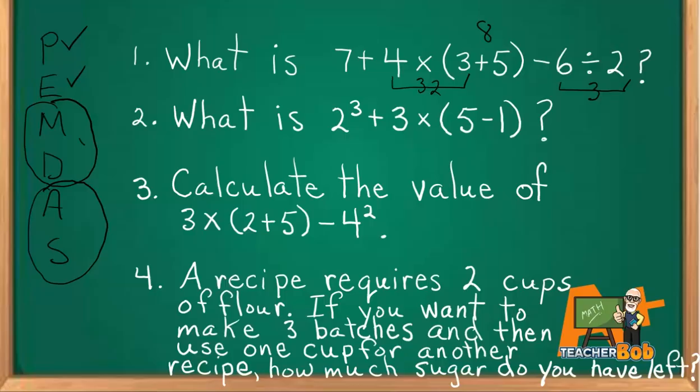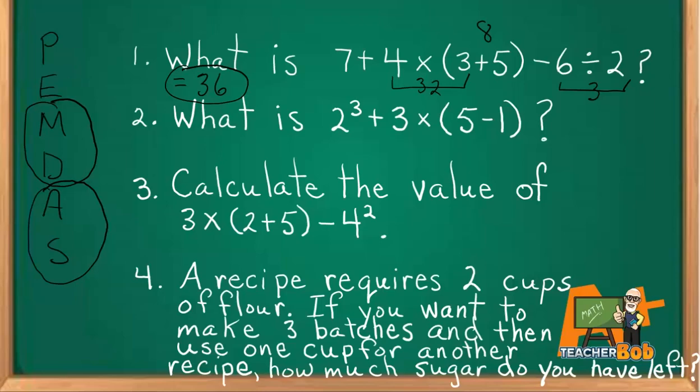Then we've got these two done, and then addition and subtraction from left to right. So we've got 7 plus 32 is 39. Then 39 subtract 3 is 36. So that's the answer, 36, using order of operations for this expression here. Make sure that you follow something like these acronyms if you need to, in order to make sure you do the operations in the right order. Okay, let's look at number 2.